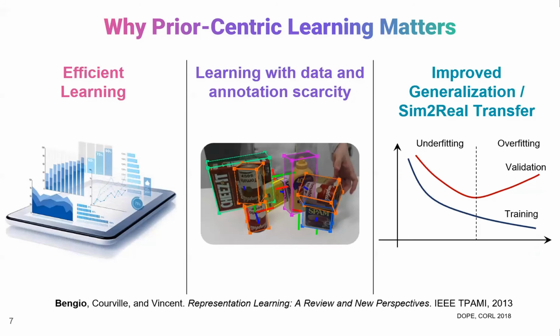Hence, the focus of this thesis is, first, to design algorithms that learn efficiently; second, to learn with data and annotation sparsity; and third, to show improved generalizability and sim-to-real transfer. Whereas if we learn without priors, they can demand significantly larger datasets. They can demand annotations such as dense viewpoint annotations for novel view synthesis tasks like NeRFs, or they would really struggle with less efficiency or non-robust models.